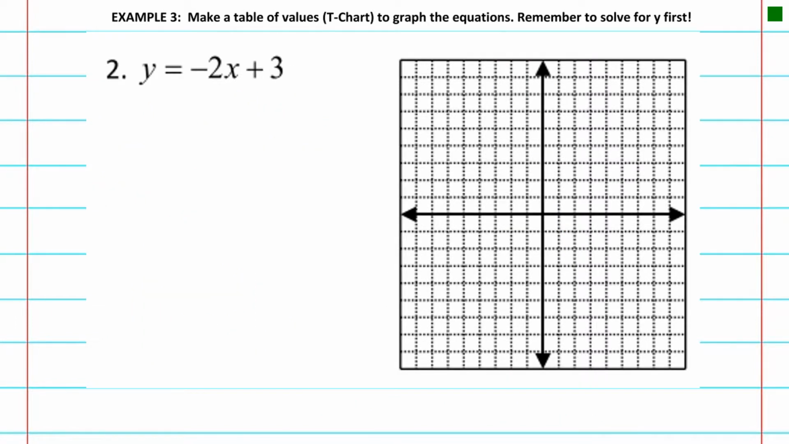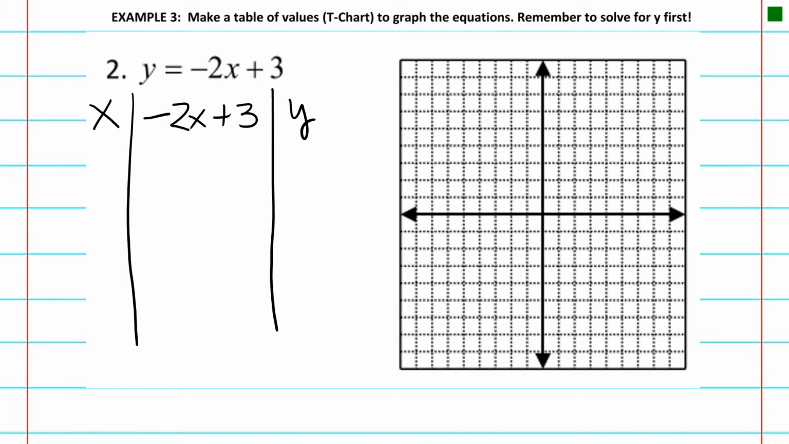All right, number 2, y equals negative 2x plus 3. So go ahead and copy that down, and we're going to make another chart. So we're going to have 3 columns here. We're going to have x, negative 2x plus 3, and y. So remember, since the x doesn't have a fraction in front of it as a coefficient, we're going to use the 3 simplest x values, which are negative 1, 0, and 1.